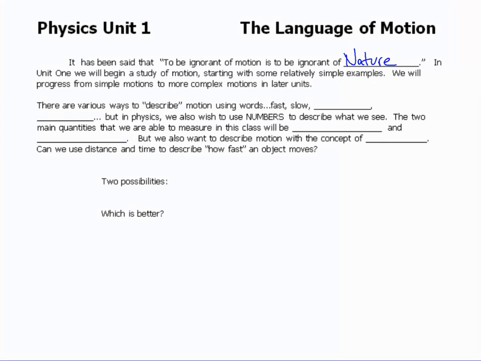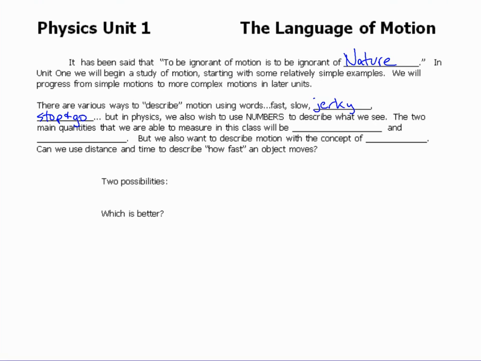These are the various ways to describe motion using words. It could be fast, slow, could be jerky, could be stop and go. The list could go on. But in physics, we also wish to use numbers to describe what we see.